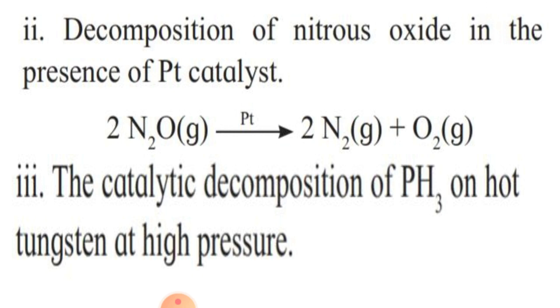The third example is the catalytic decomposition of PH3 on hot tungsten at high pressure. Here the decomposition of PH3 occurs in the presence of high pressure. Again, here the rate of a reaction was independent of the concentration of the reactant. So, student, these are the three examples of zero order reaction.